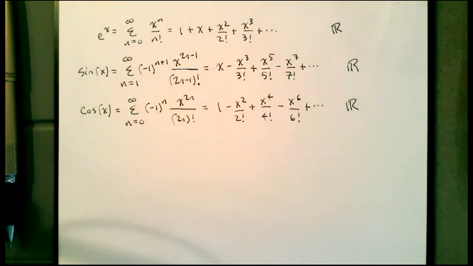e to the x has all of them. Sine is the odd one, cosine is the even one. e to the x doesn't alternate, sine and cosine do. Any questions?